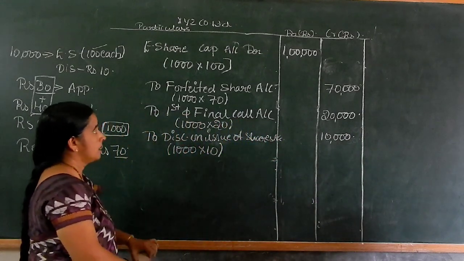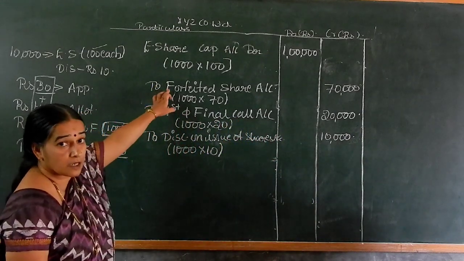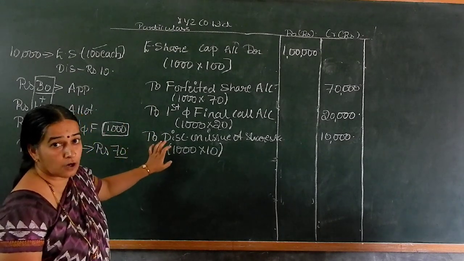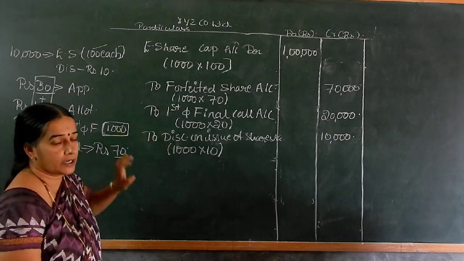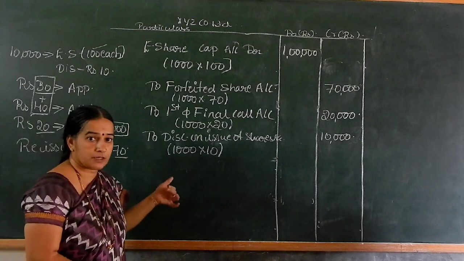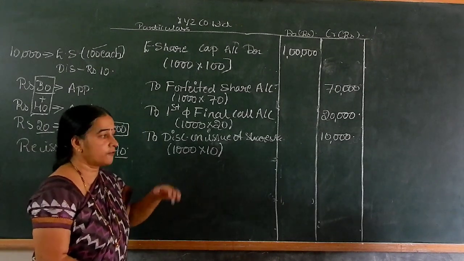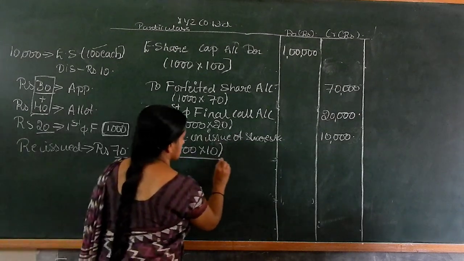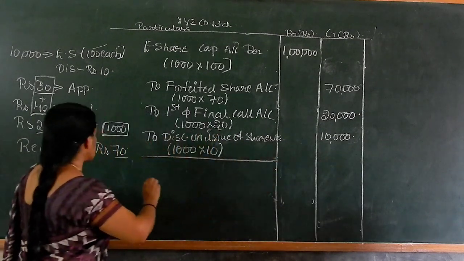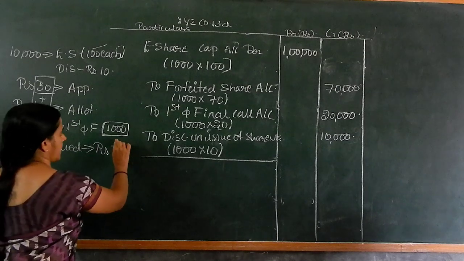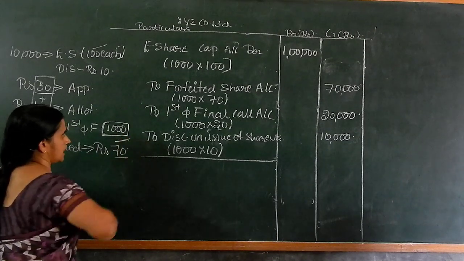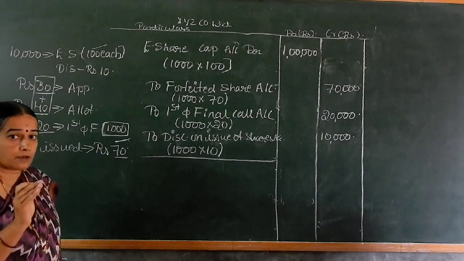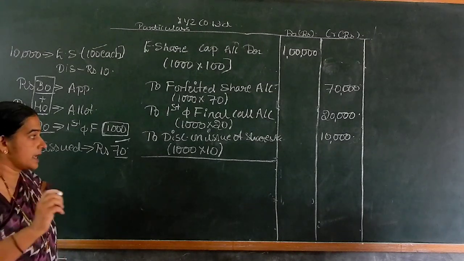Being 1000 shares are forfeited for the non-payment of first and final call. Why are the shares forfeited? For the non-payment of first and final call. So next, these 1000 shares are reissued at rupees 70. At rupees 70, the same shares are reissued to somebody else.